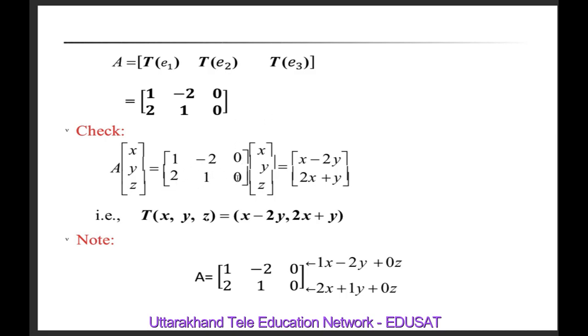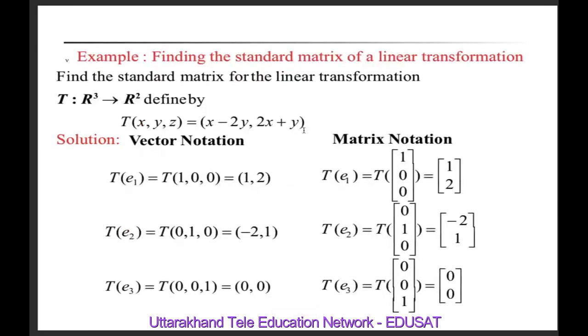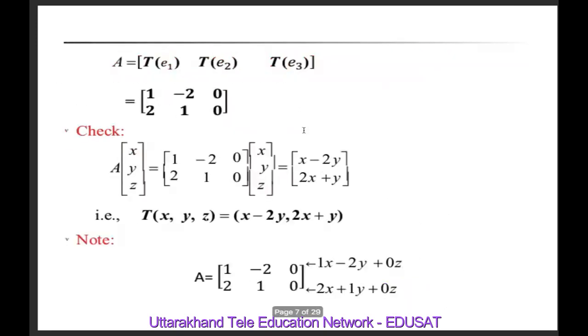If we multiply this by the column matrix (x, y, z), first row with the column: 1 into x, minus 2 into y, 0 into z. So this is x minus 2y. Second row: 2 into x, 1 into y, 0 into z, so 2x plus y. So T(x, y, z) is equal to (x minus 2y, 2x plus y), and this was the given transformation.